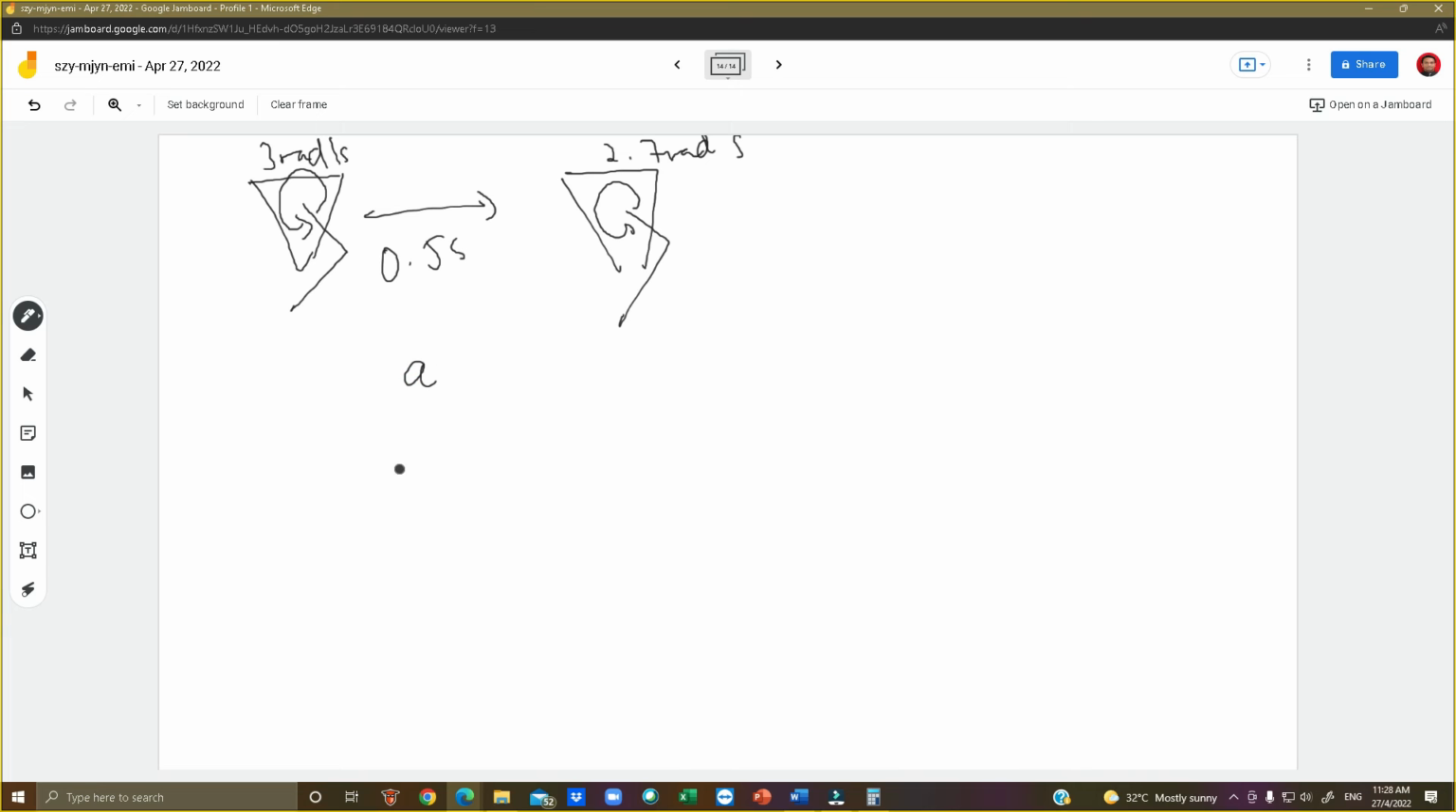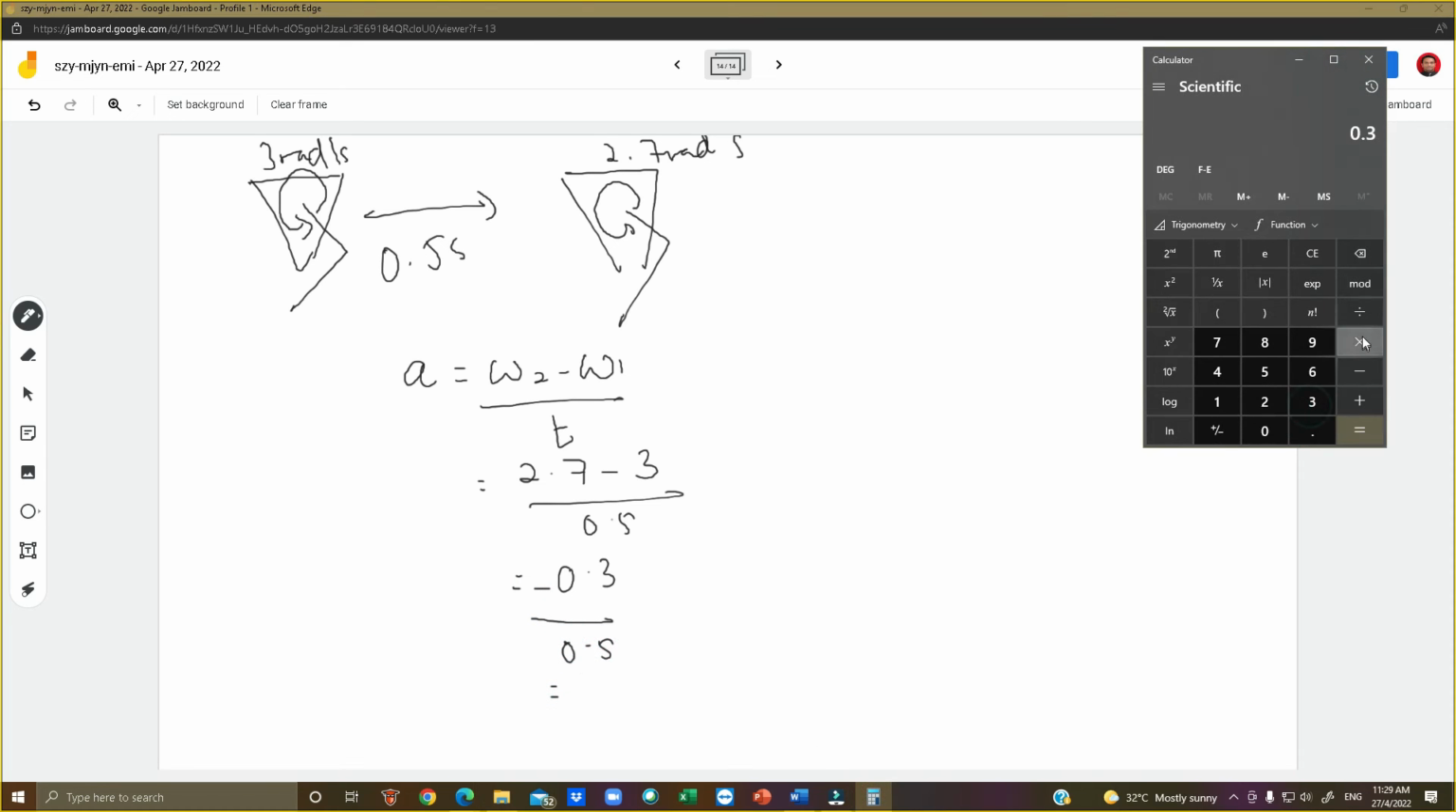Okay. So the question is, what is the alpha of this one? Berapakah angular acceleration occurs at this stage? Okay. Omega 2 minus omega 1 over time. So that will be 2.7 minus 3 over 0.5. Berapa dapat? 0.3 bahagi 0.5. Negatif 0.6. Betul.